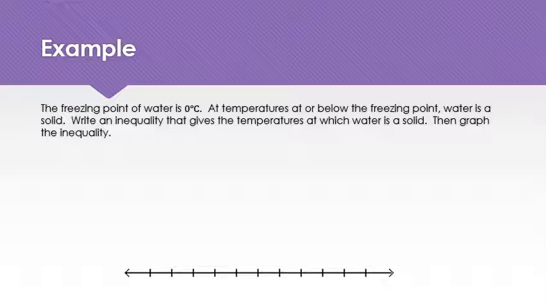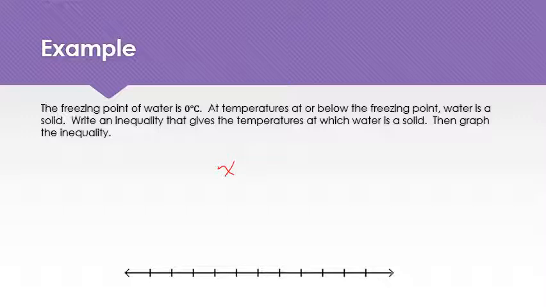So let's look at an example. The freezing point of water is 0 degrees Celsius. At temperatures at or below freezing point, water is a solid, in other words, ice. Write an inequality that gives the temperatures at which water is a solid. Then graph the inequality.